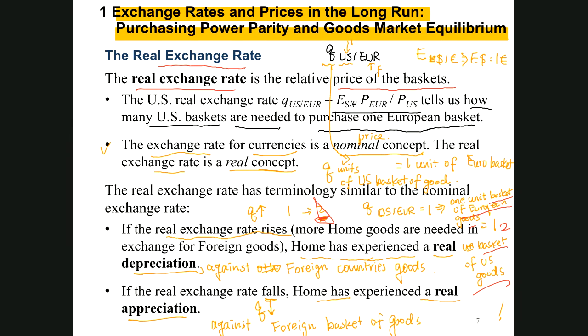The value of the Q increases, right? The value of the Q rises. That means the home goods value actually depreciates against the foreign goods. On the other hand, if the Q drops, falls, that means you could use less of the home goods to exchange for the same amount of the foreign goods. So what does it imply? It implies the domestic goods value increases. So the domestic goods appreciate against the foreign goods. Okay?